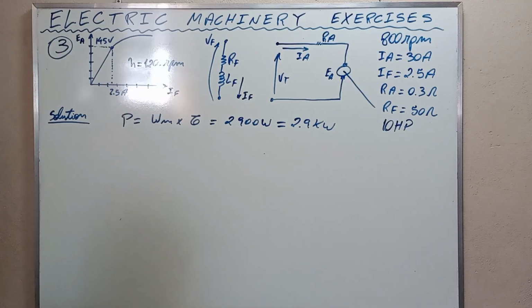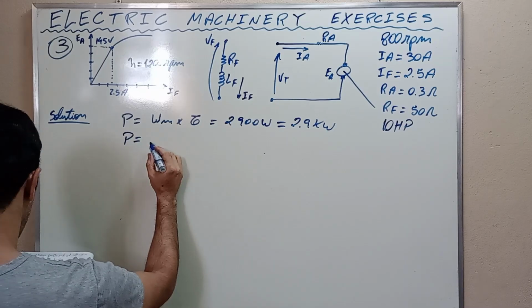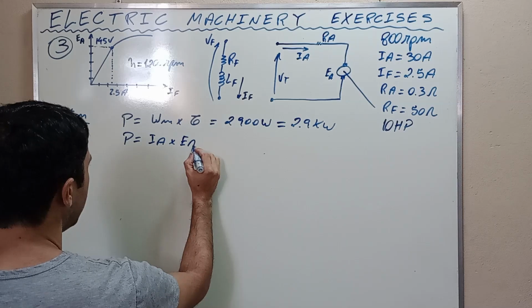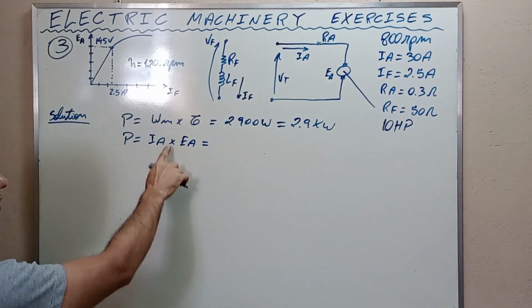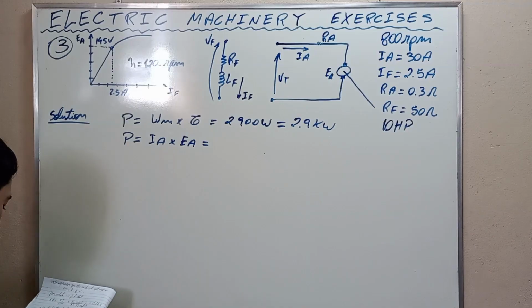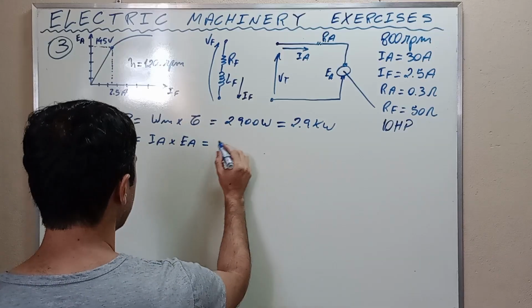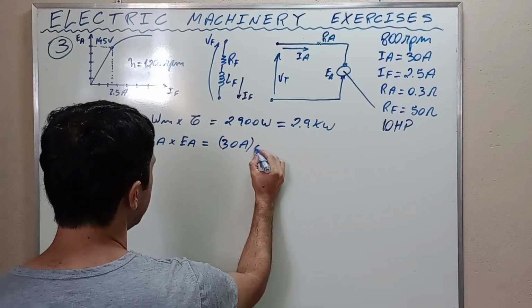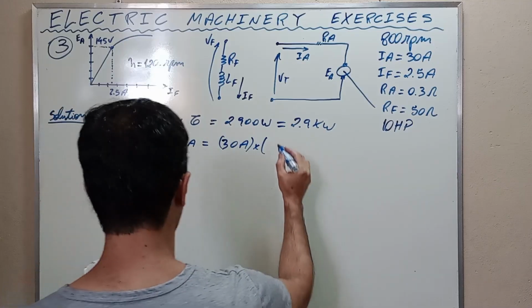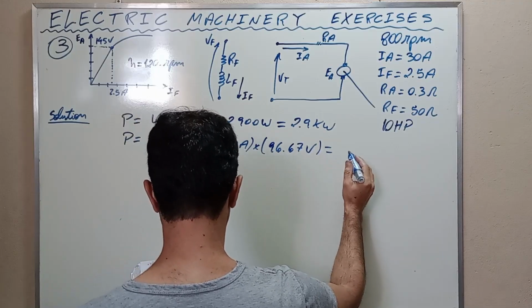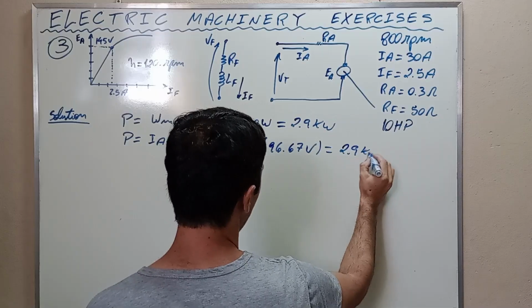Alright, my friends, which can be calculated also by using the electrical quantities. Okay, P is equal to IA times EA. Here we use mechanical quantities, here we are using electrical quantities, and using electrical quantities we can also find the same value, 30 amps times 96.67 volts, and this is also equal to 2.9 kilowatts.